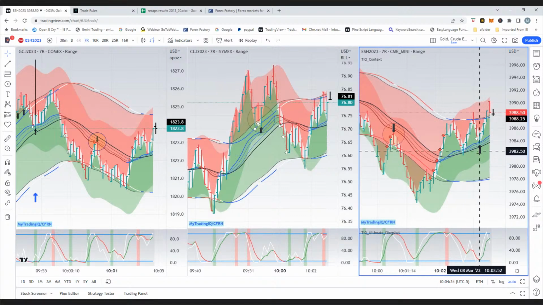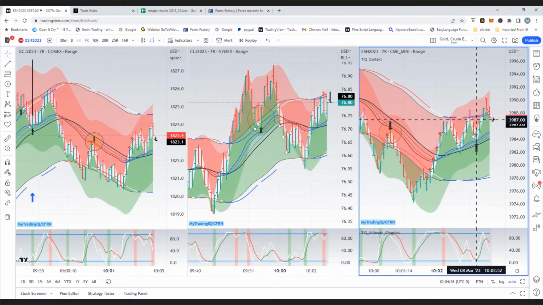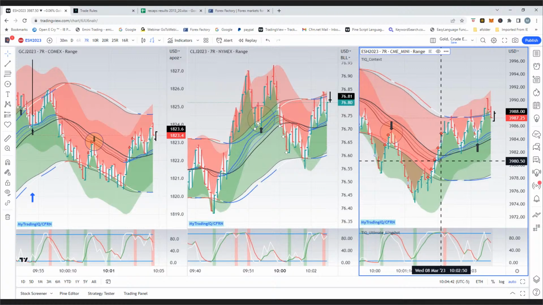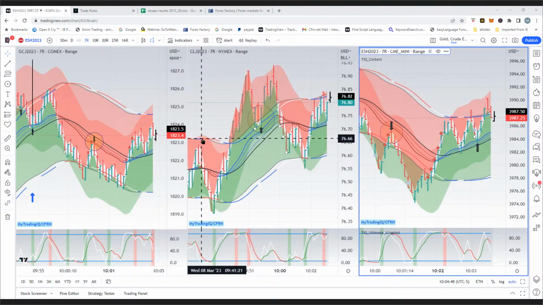This right here, we got the arrow because it just gave enough long-term direction to take the trade. No, I didn't do that one. Obviously, I wasn't paying any attention to it. Over here on the crude oil, it should have had an arrow right in there. 76.80.